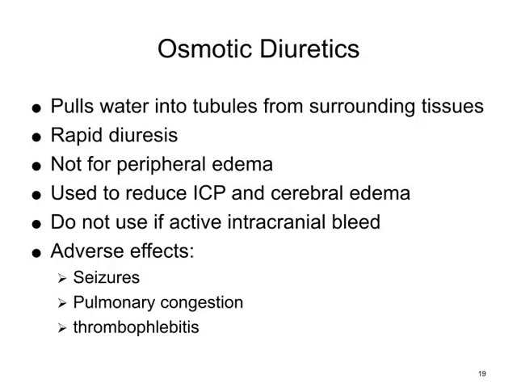All right, so the next class of drugs that we have to talk about are the osmotic diuretics. These work just as the name implies, by osmosis, pulling the water into the tubules from the tissues surrounding it, causing rapid diuresis. Again, this is not for our normal use of somebody with heart failure. This is used for intracranial pressure issues, cerebral edema. Of course, it should not be used if we have an intracranial bleed.